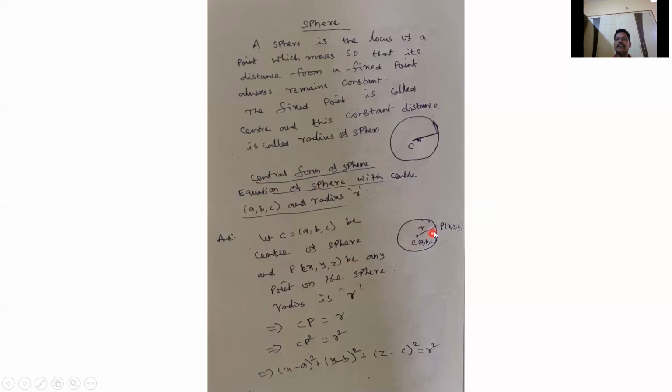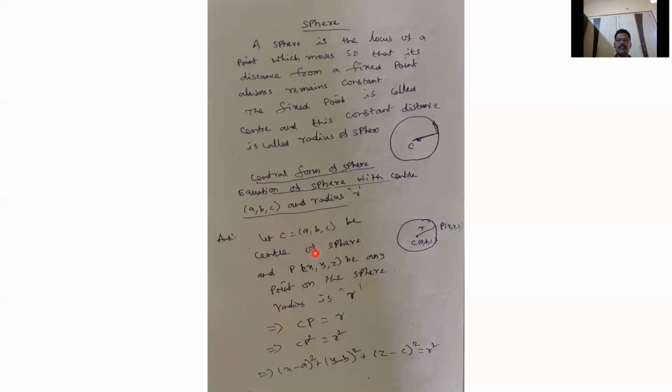That's why CP, the distance from any point on the sphere to the center, is the radius. Therefore CP is equal to r, so CP square equals r square. We know that the distance between two points (x1, y1, z1) and (x2, y2, z2) is the root of (x2 minus x1) whole square plus (y2 minus y1) whole square plus (z2 minus z1) whole square.